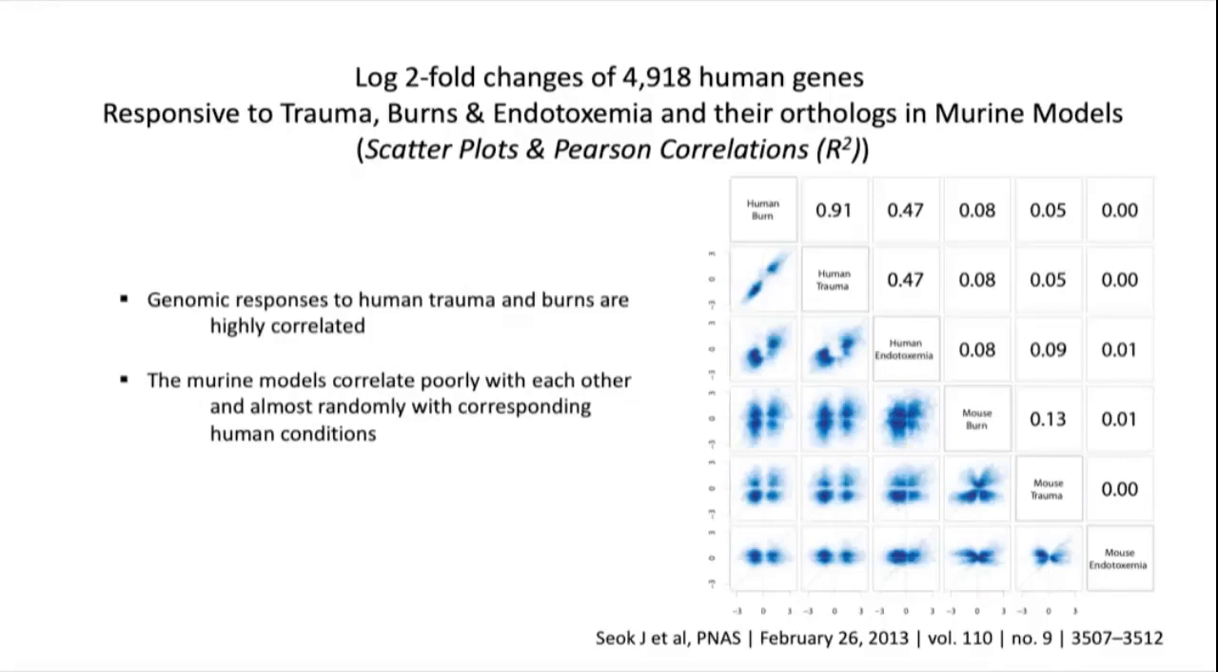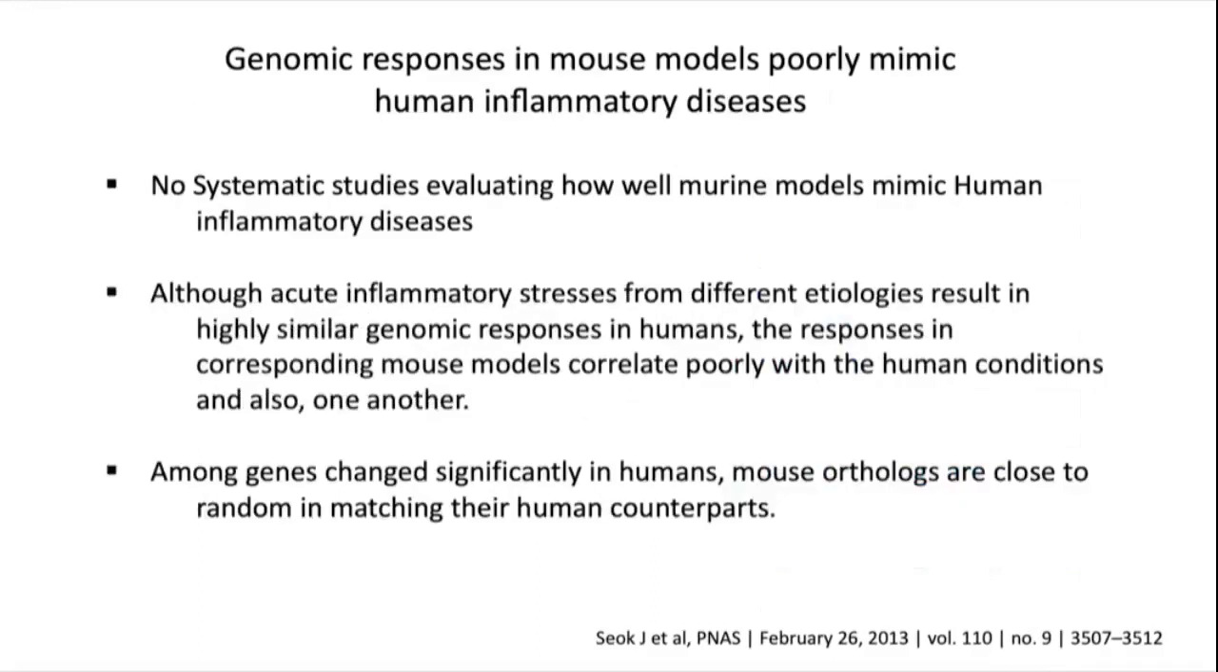So they concluded in this study that the murine genomic response is completely different from that of humans. So they are saying, then why are we studying this in mouse if we want to translate this data to a human response? In their study, they made an observation that there have been no systematic studies evaluating how well the murine models mimic human inflammatory diseases. Nobody has done it, and they say they are the first ones to have done this study. In fact, it's a multi-laboratory study. Several labs collaborated and did it.